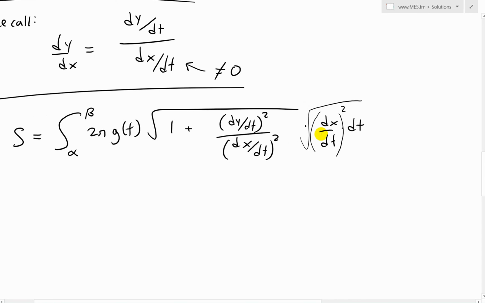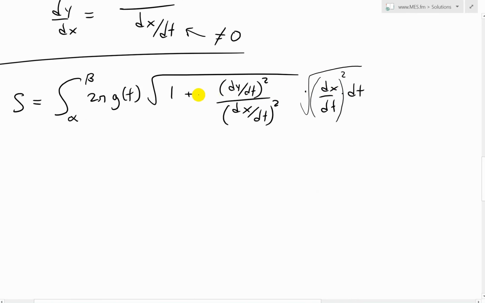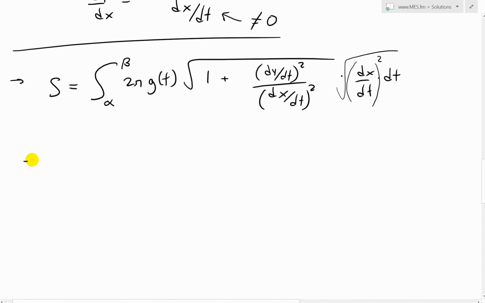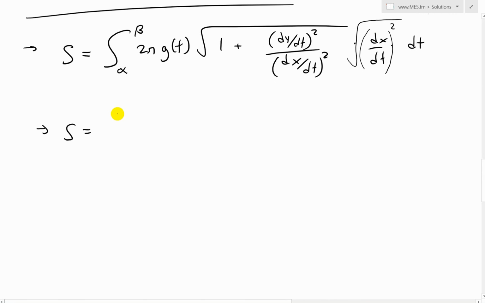But doing that so that I can multiply this inside. Now these square roots, these are just the same powers, you can combine them, and then we'll have this multiplied inside here. So what we end up having is s is equal to the integral from alpha to beta of 2 pi.